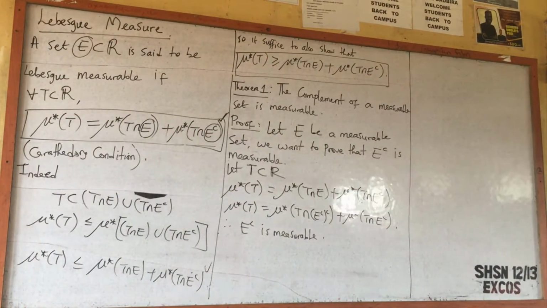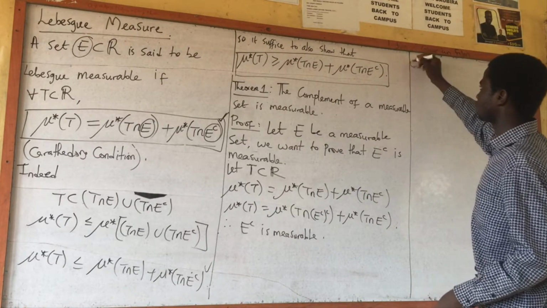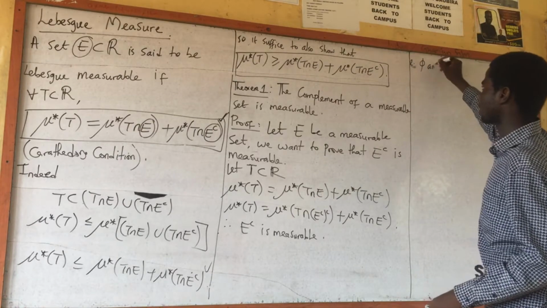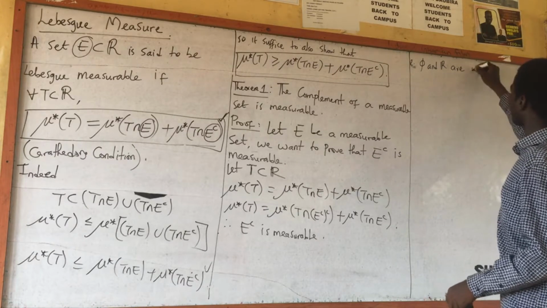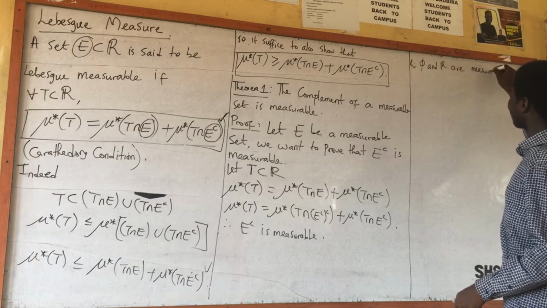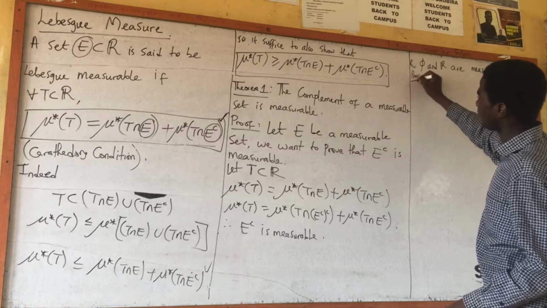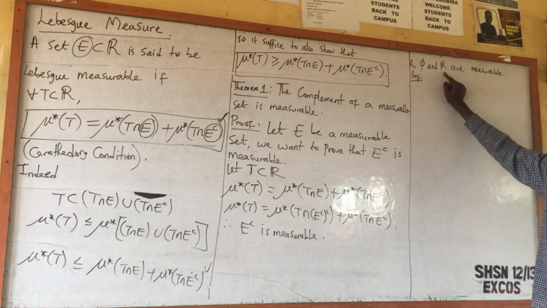The second theorem we want to prove is Theorem 2. The empty set and the whole set are measurable. Proof. So in reality, I'm working on R, so the whole set is R.